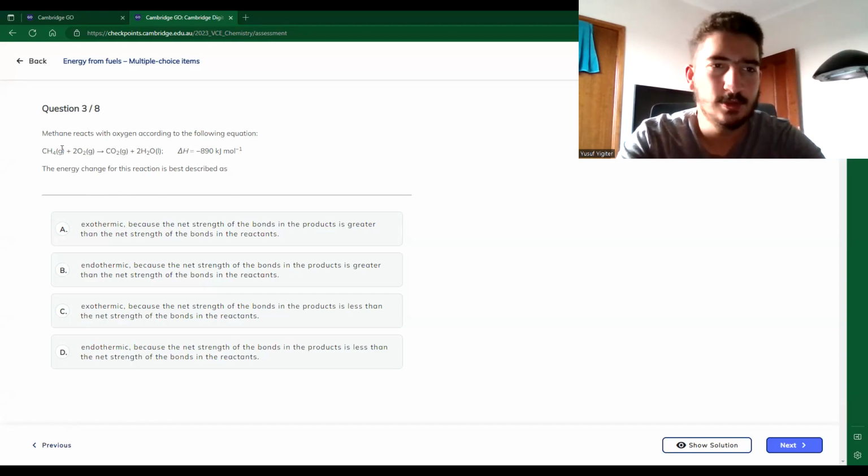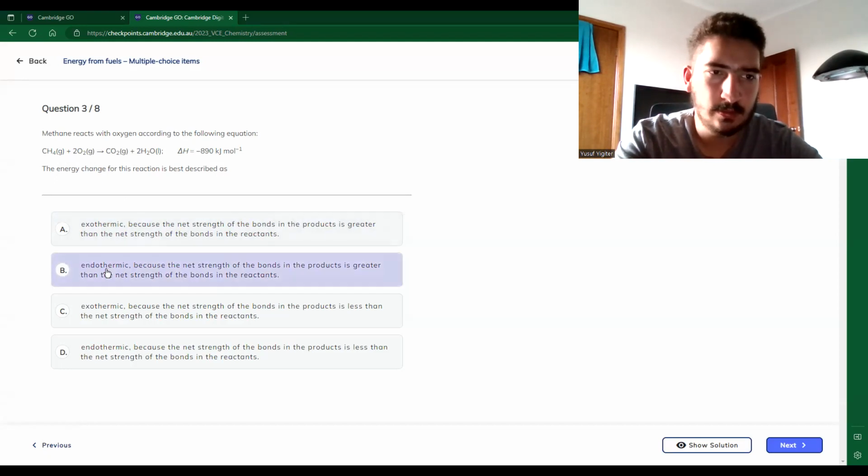So let's do it. Methane reacts with oxygen according to the following equation. The energy change for this reaction is best described as it's a combustion. So all combustions are exothermic, because the net strength of the bonds in the products is greater than the net strength of bonds in the reactants.